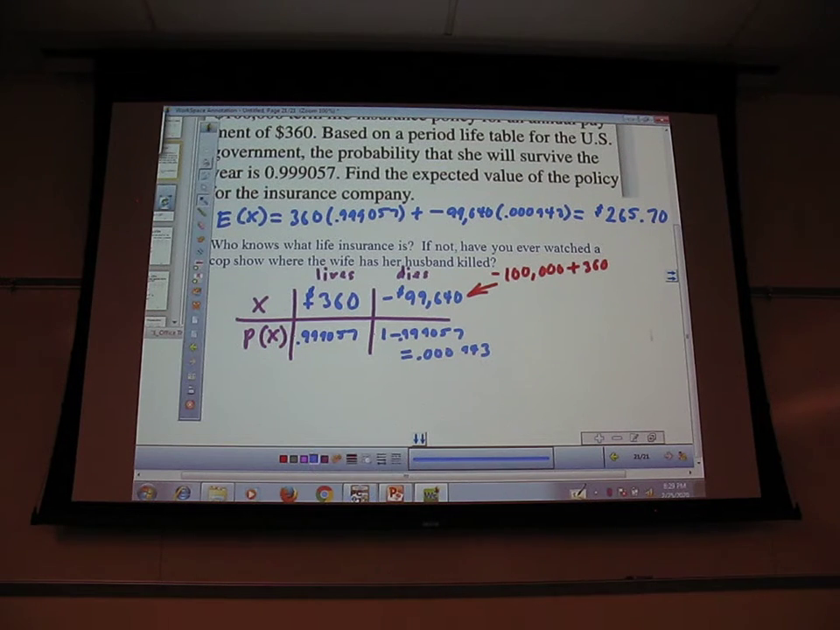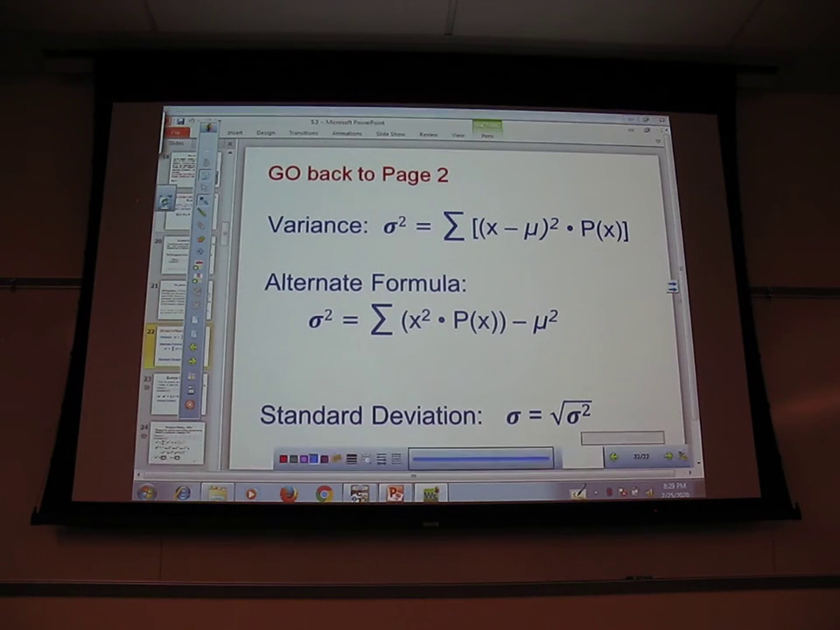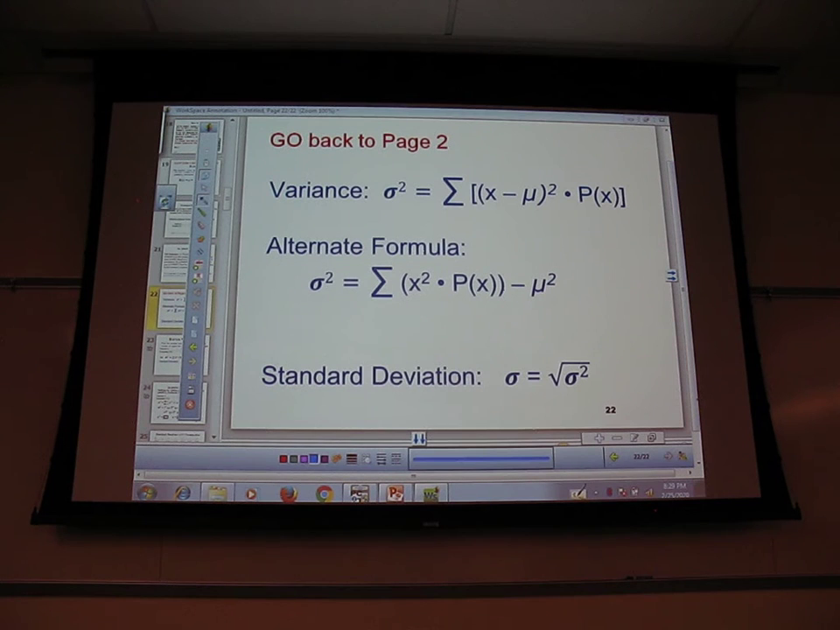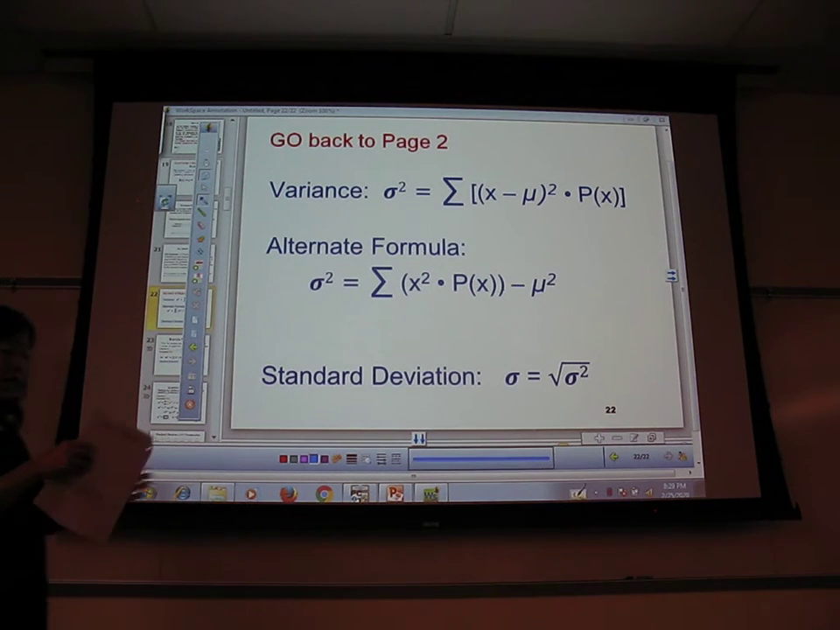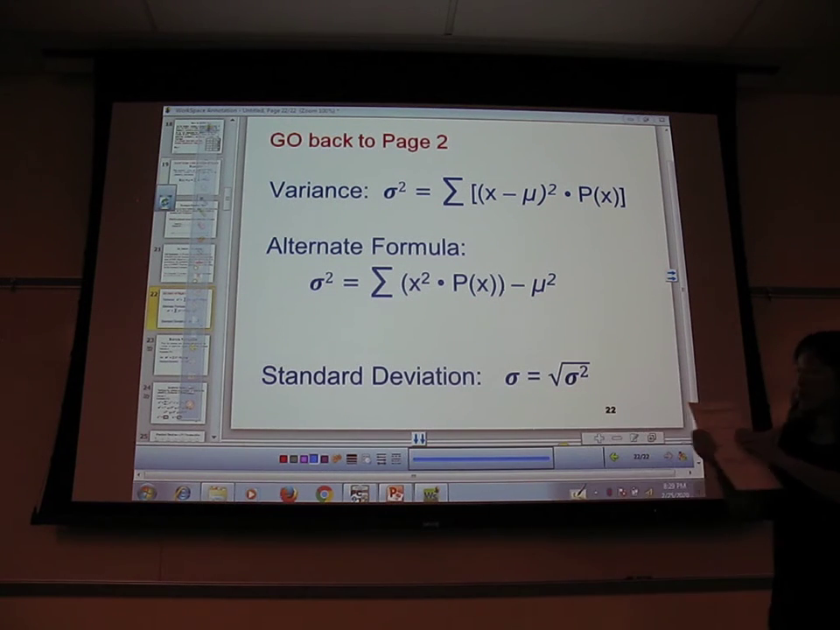All right, let's go ahead and move on. So now go back to page 2. Kind of towards the top, but not the very top of page 2.